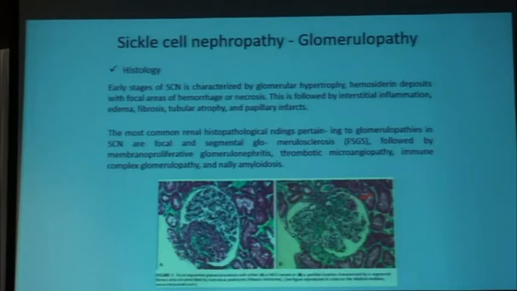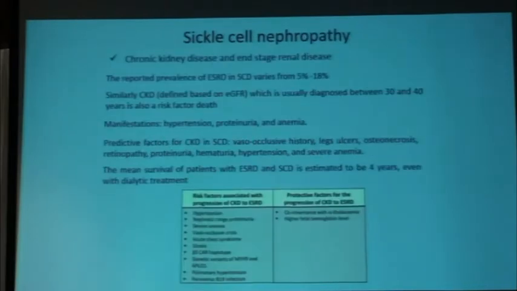And so in terms of early stage sickle cell nephropathy, the histology is characterized by glomerular hypertrophy and a lot of deposits, because there's so much blood flow into the kidney. And then areas of hemorrhages and necrosis are interspersed between them. The most common renal histopathology is focal segmental glomerulosclerosis. That's probably one of the most common in sickle cell patients' pathology. But again, there are a number of other things that could be seen.